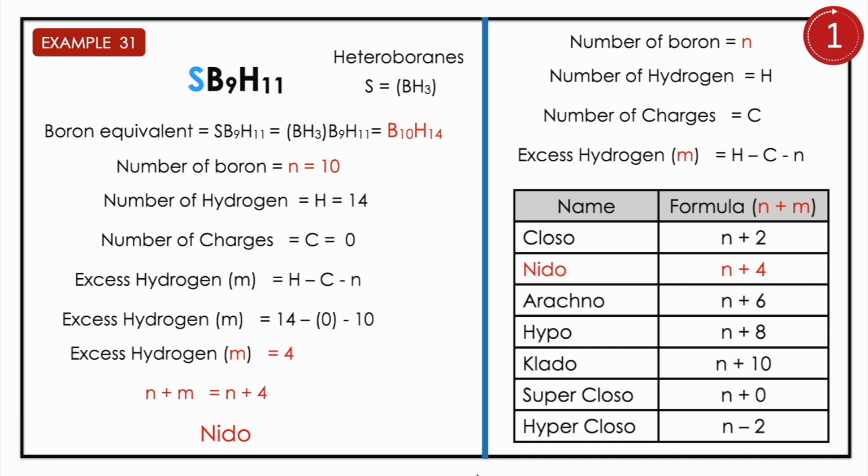The compound becomes a simple borane, so we will find the excess of hydrogen. The first step will be counting boron, which is N, that equals 10, then hydrogen, that equals 14. There are no charges, so C equals 0. The excess of hydrogen will be M equals H minus C minus N, which gives 14 minus 0 minus 10, gives 4. M is 4, which means it is an N plus 4 system. If you look at the table, it has a Nido structure. So according to Wade's rule, SB9H11 has a Nido structure.